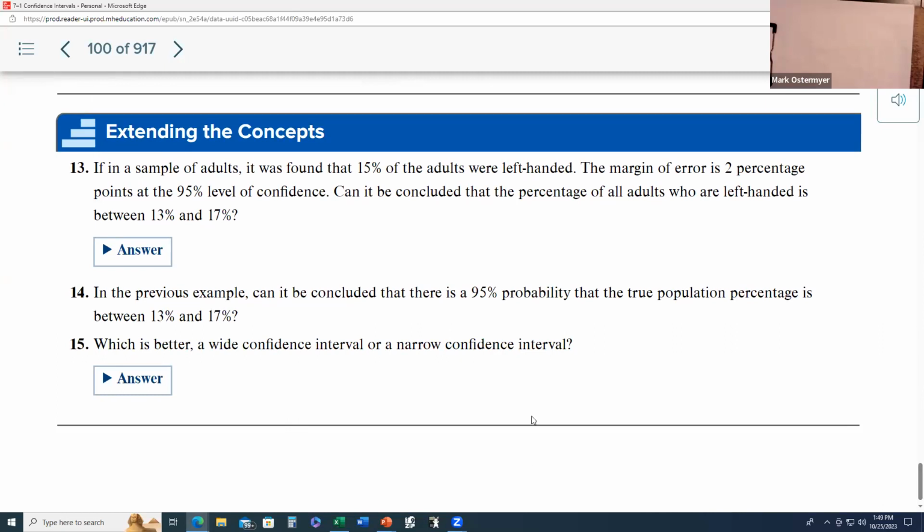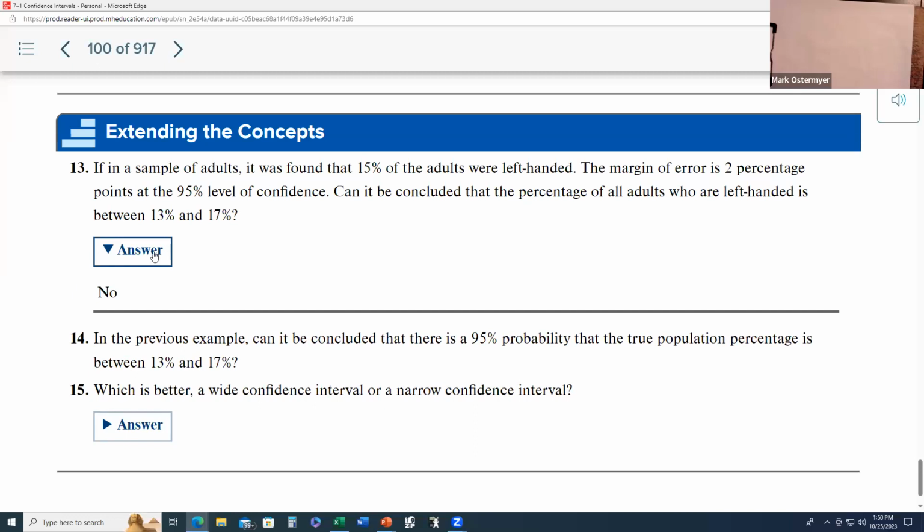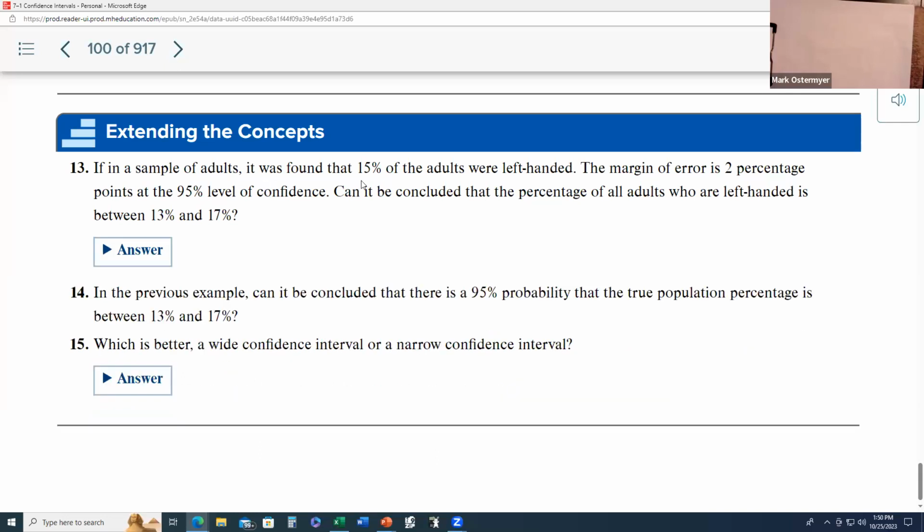Number 13. If in a sample of adults it was found that 15% of the adults were left-handed, the margin of error is 2 percentage points at the 95% level of confidence. Can it be concluded that the percentage of all adults who are left-handed is between 13% and 17%? And the answer is no. The reason being is because this is a 95% level of confidence.